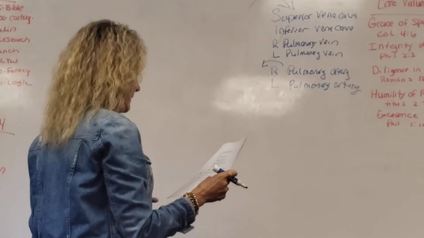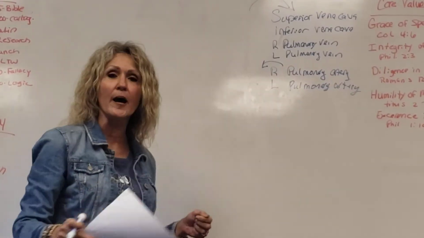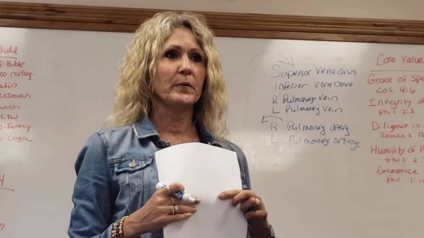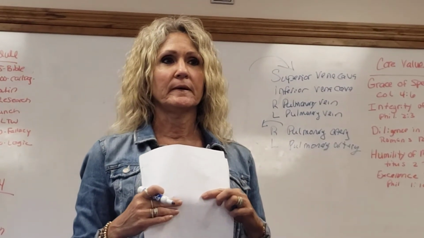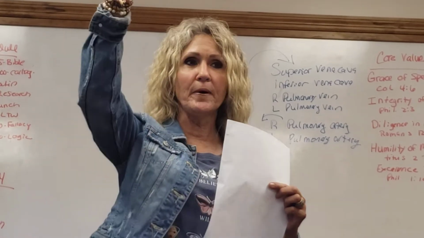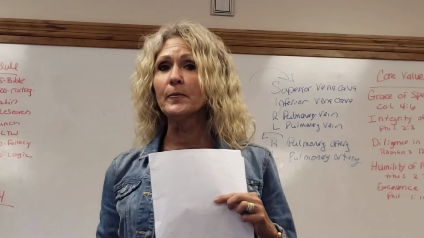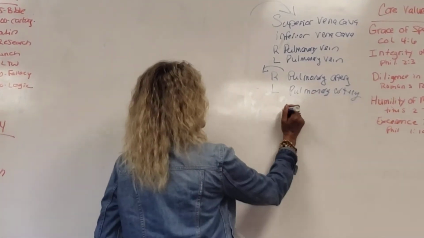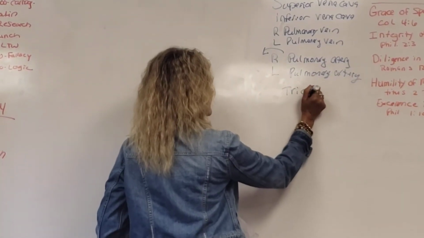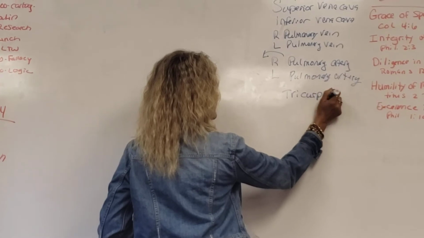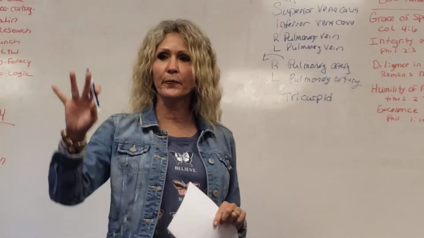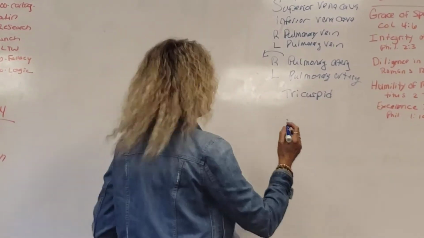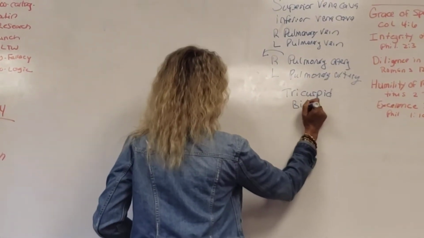Let's talk about valves. What is the job of a valve? What does a valve do? It allows blood to go from one part of the heart to another part of the heart. So let's talk about the different valves we have. We have a tricuspid. What does the word tri mean? Three. So it's going to have 3 parts. We have a bicuspid, which means two.